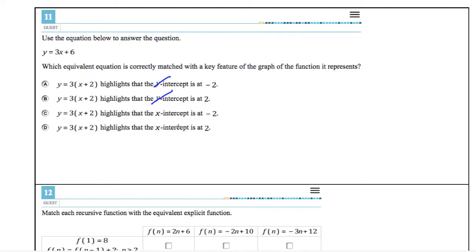And the other trick that you have to know, which we will eventually learn, is whenever you're inside the parentheses, it's the opposite of what you think it is. If it's plus 2, then the answer is minus 2. When it's on the outside of the parentheses, it's normal. Like if it was plus 2 on the outside, then it would be a y-intercept of plus 2. This one is inside, so it's an x-intercept of minus 2. The correct answer is C.